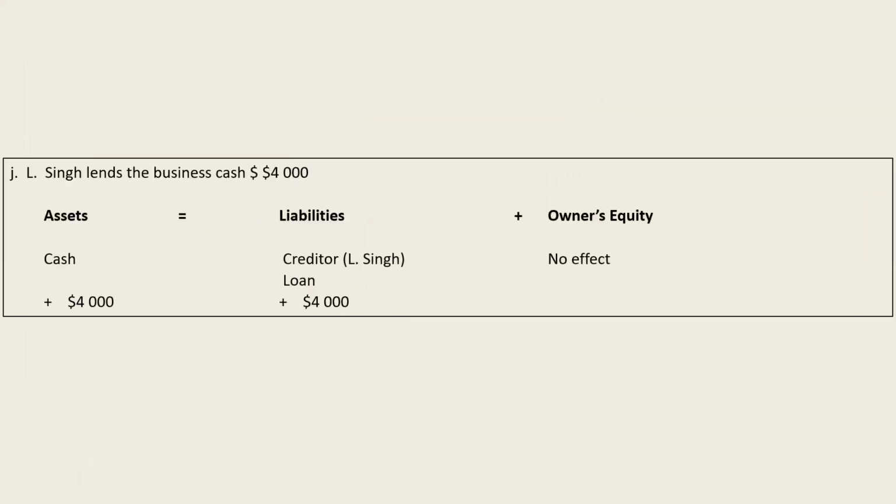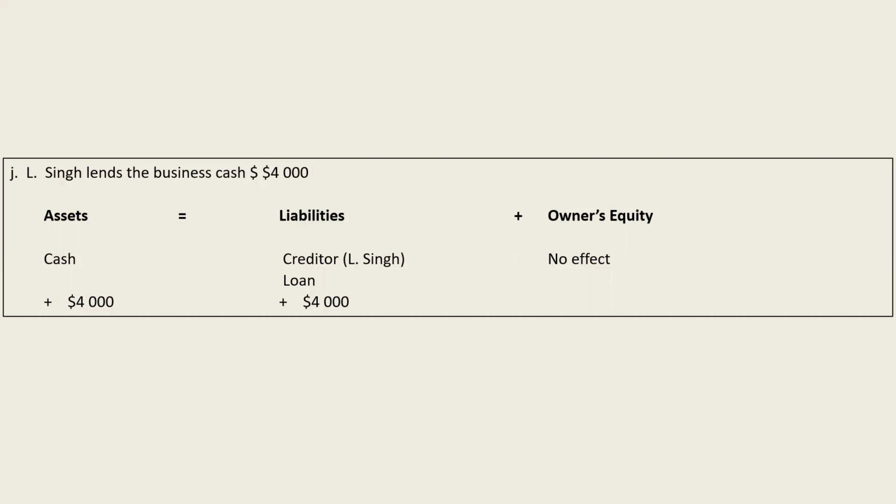And the last one, L. Singh lends the business cash $4,000. All right, it means that maybe L. Singh is a friend of the business. He lent the business $4,000. So the business received $4,000 from L. Singh. So the cash in the business is going to increase because the business received $4,000 cash.